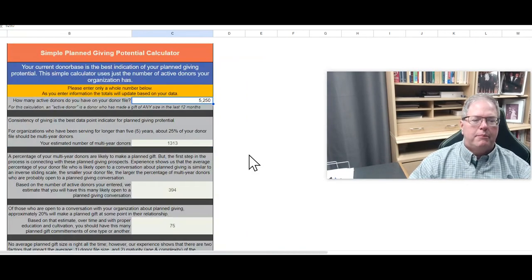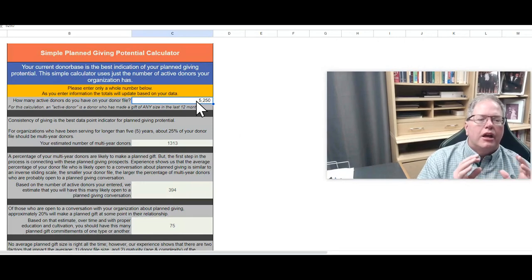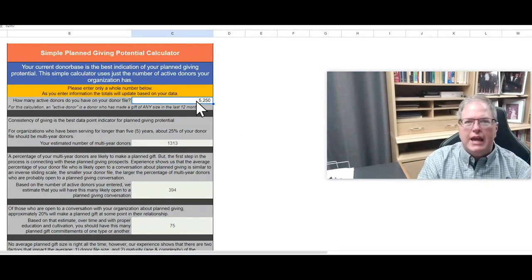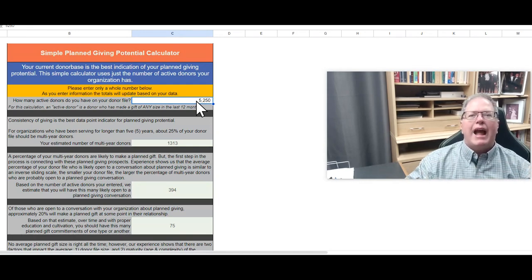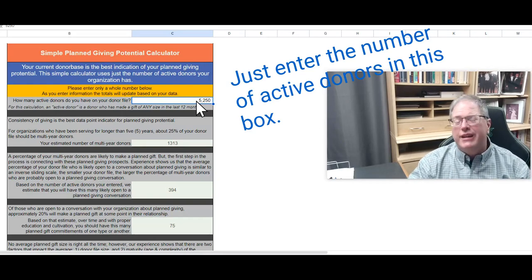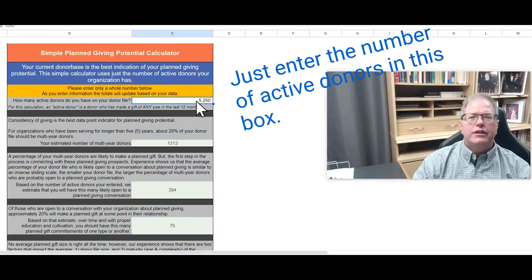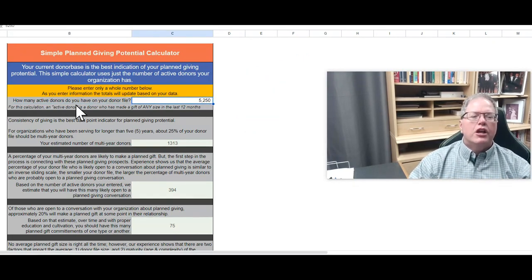So on the simple page, the only number that you need is the active donors. For these calculations, an active donor is a donor who's made a gift of any size in the last 12 months. If you know how many active donors you have in your file, or have a really good guess, this is a good calculator to give you an idea about what to expect from a plan giving standpoint. There are several numbers here, but the only field you can adjust is this one: how many active donors do you have on your donor file?